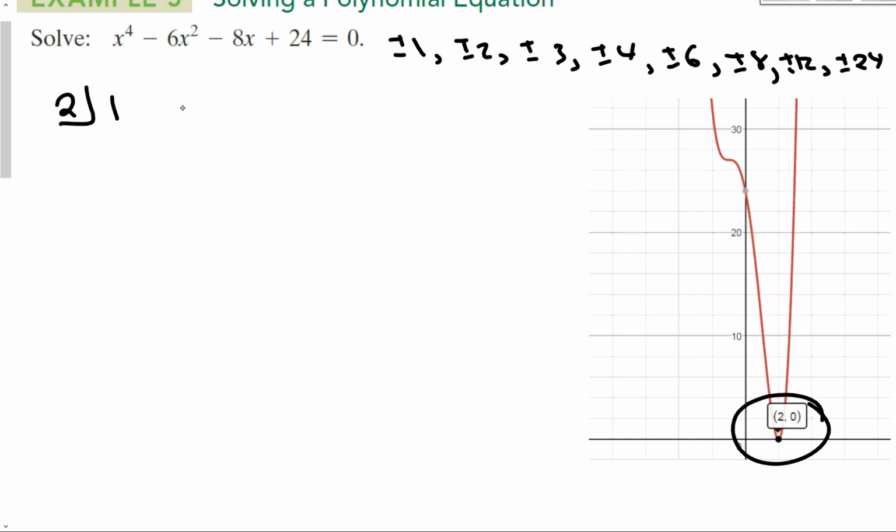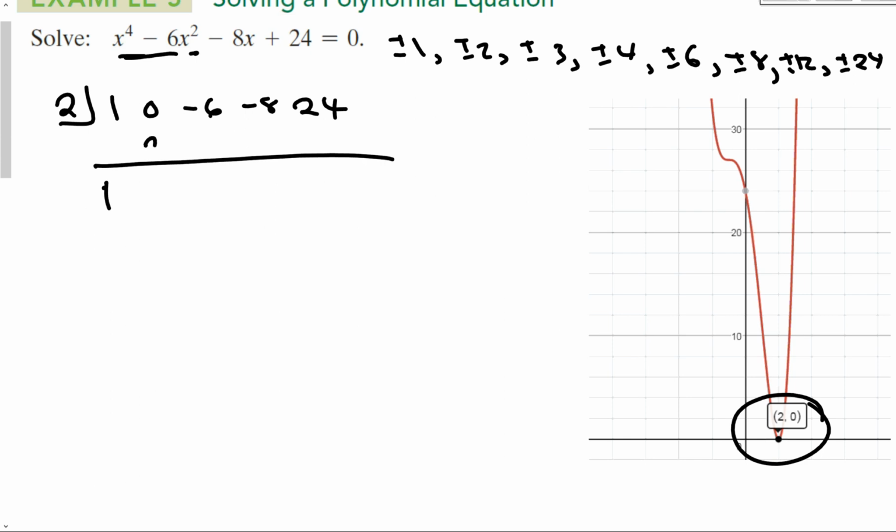1, negative 6, negative 8, 24. If you did this, you would actually be wrong. Be careful right here because we're missing an x to the third power. It means we have to include a 0. Okay, so x to the fourth, x to the third, x squared, x, and my constant.